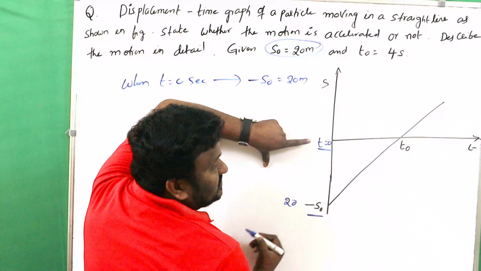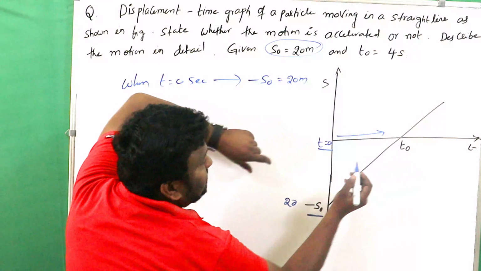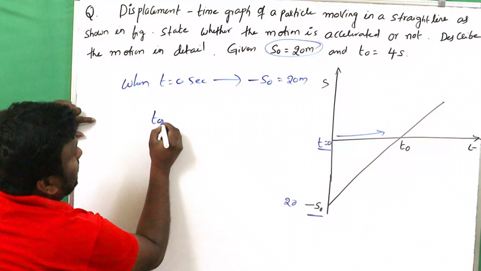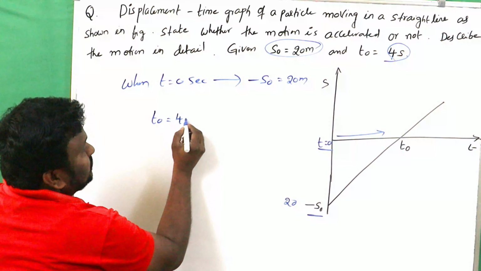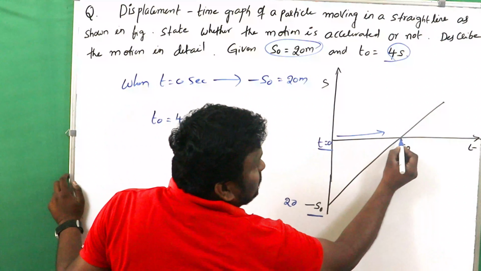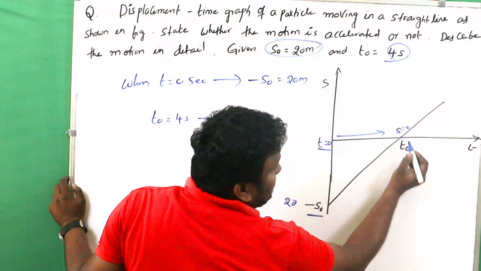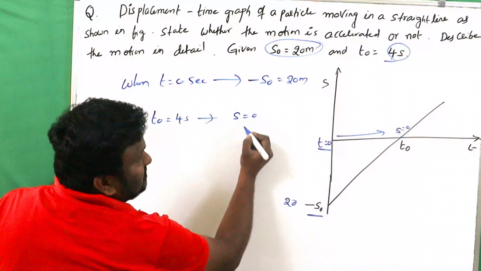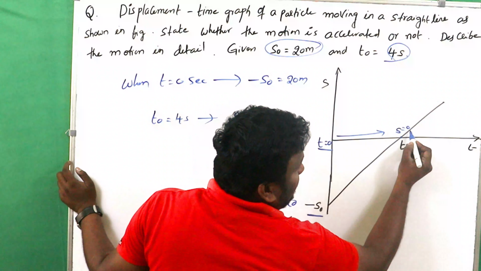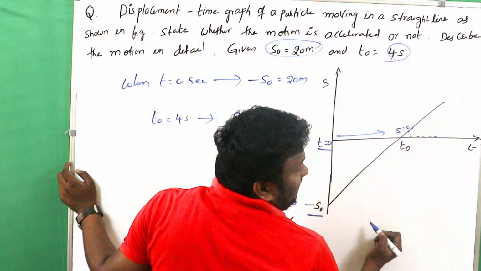When the time is 0, this is minus 20 meters. After that, when the time t is equal to t naught, which is given as 4 seconds, what is the displacement here? It is 0. So S is equal to 0. After that, again time increases and displacement also increases.